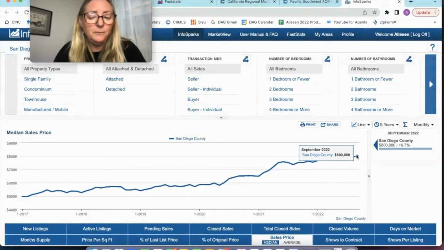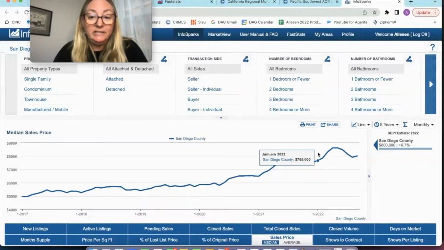My guess is it's probably going to stay more like level. Maybe it stays the same. Maybe it goes up a tiny bit or goes down a tiny bit. But I think we're going to kind of level off through the end of the year, just because interest rates are not calming down at all. But that's kind of what I look at.